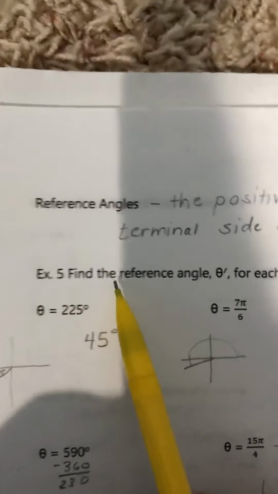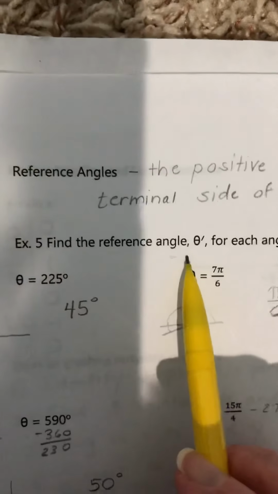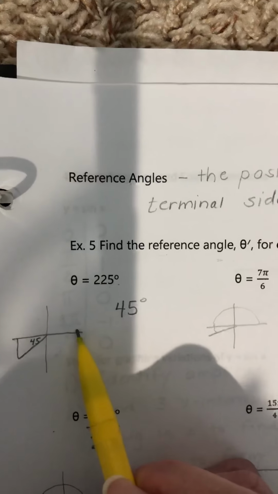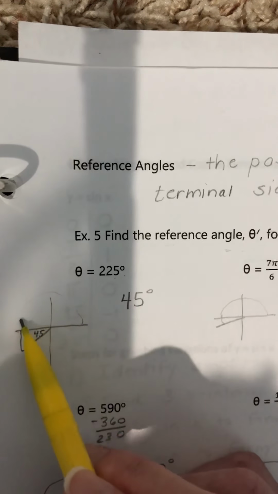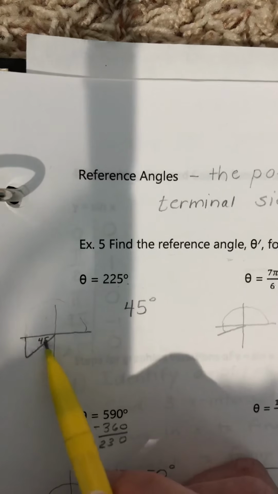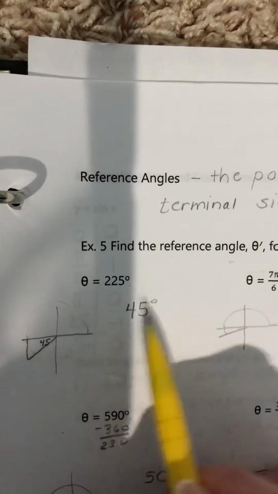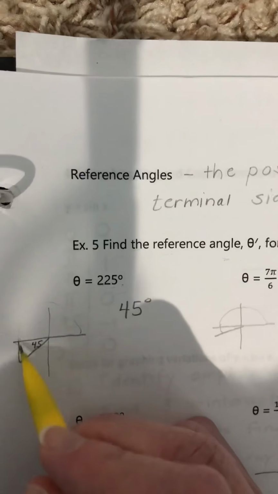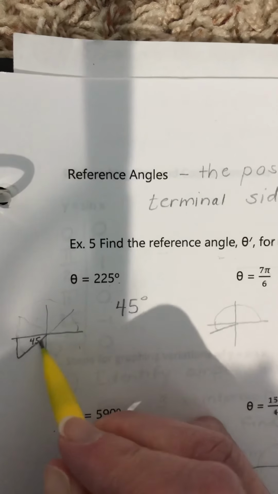So we want to find the reference angle, theta prime, for each angle. So a 225-degree angle, I always start here. I turn 180, and then I keep going till I turn 225. So I have a leftover angle of 45. That's my reference angle, because the reference angles are always inside that shape that looks like a bow tie.